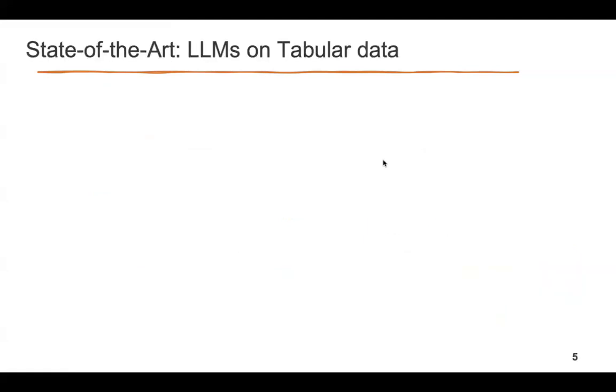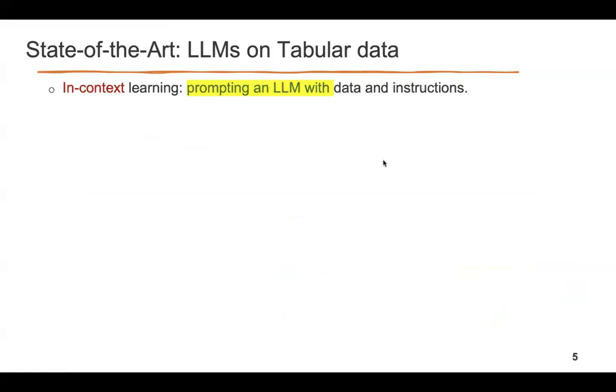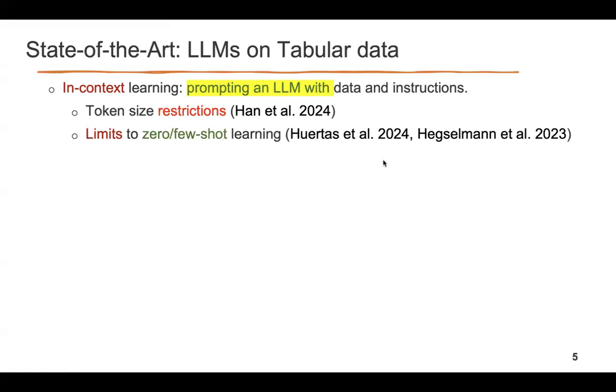Here is some work that has been done in this direction. However, it mostly focuses on in-context learning, which is basically prompting a large language model with a set of instructions and the data to get the output. However, these in-context learning based methods are restricted to a specific token size. Therefore, they are limited to zero or few-shot learning, and they rely solely on prompt engineering. We cannot do any transfer learning using in-context learning.